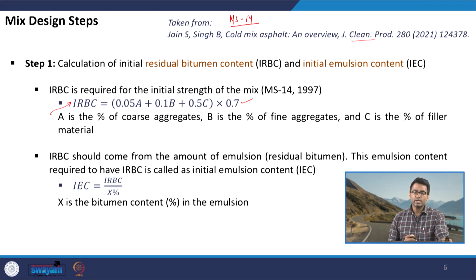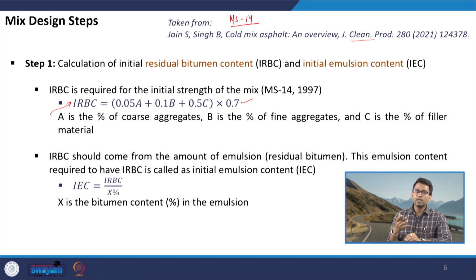Now, this initial residual bitumen content is not the final bitumen content, or the final content of the bitumen which will be present in the emulsion that we will be using in the mix design. This is just to start the mix design process. Now, this IRBC, the initial residual bitumen content, where is it actually coming from? It is coming from the emulsion.